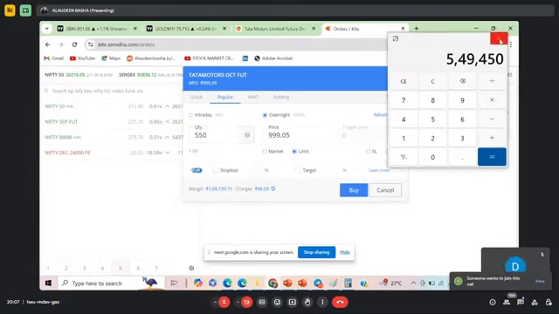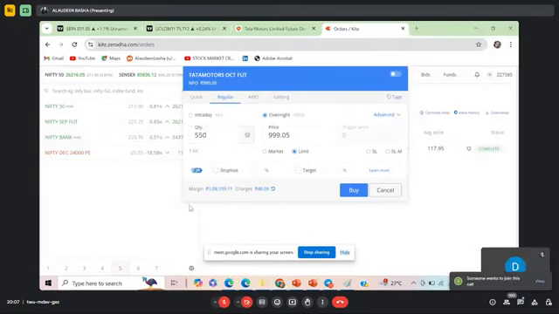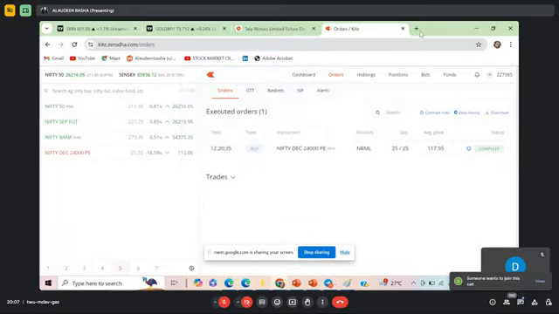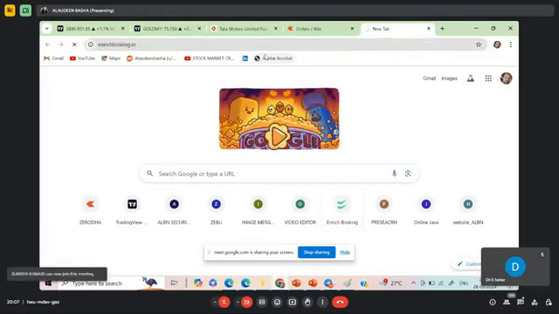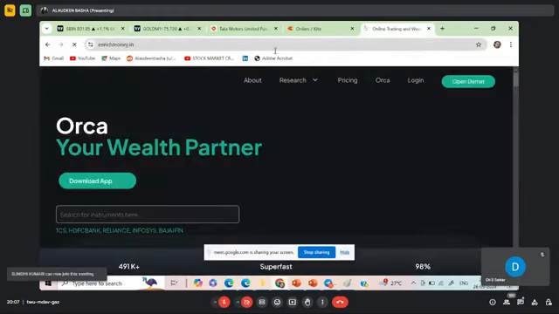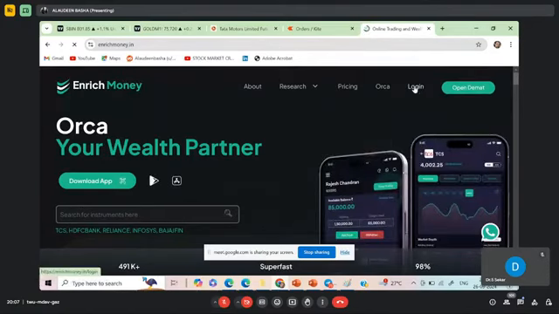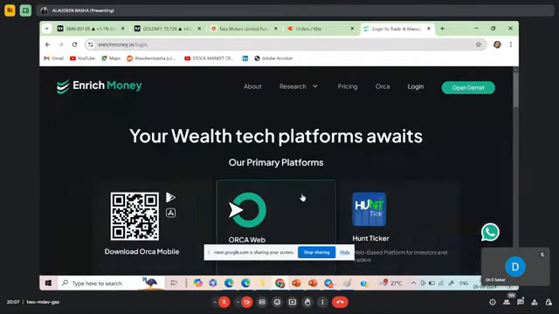For example, in Zerodha, it will take 1,08,000 rupees. We'll go for another broker and check it. I also have an account in Enrich. We'll move on to Enrich. We'll check how much margin is needed to buy the same Tata Motors at 1 lot.